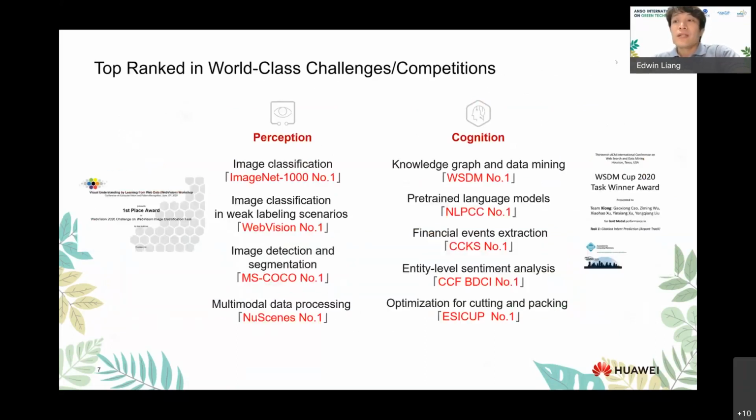In past industrial AI project practices, Huawei Cloud's AI capabilities have been refined and forged, and achieved outstanding results in several top international competitions, including #1 in ImageNet classification, WSDM #1 in knowledge graph and data mining, etc.